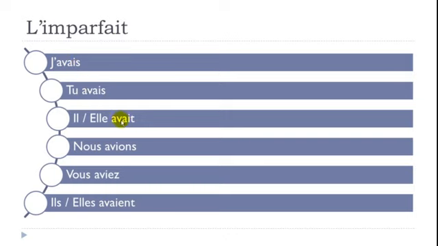So j'avais, final S not pronounced. Tu avais. Il avait, final T not pronounced. Nous avions, let's make this beautiful liaison here. Nous avions, okay? Vous aviez, same thing here, a little liaison. Ils avaient. Elles avaient, okay?